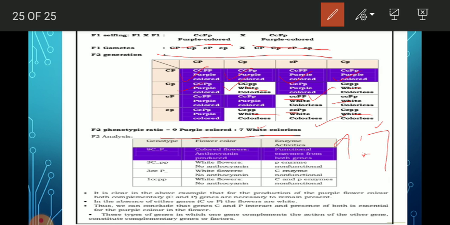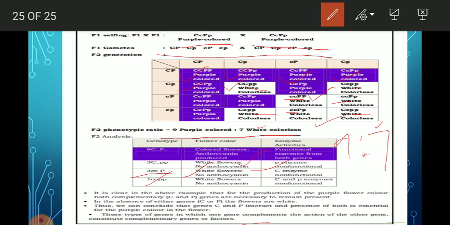So the colored flowers have anthocyanin, that is the pigment produced by the functional enzymes from both genes. White color flowers, when there is capital C, small p, small p, the p enzyme is not functional, so there is no anthocyanin, and there will be white flowers. If small c, small c, and capital P, or capital P, small p, they are white again, because the C enzyme is not functional, so no anthocyanin will be formed. If both small c, small c, small p, small p, that means no C and P enzymes are functional, so no anthocyanin pigment is formed and no color is there, so white color flowers will be there.